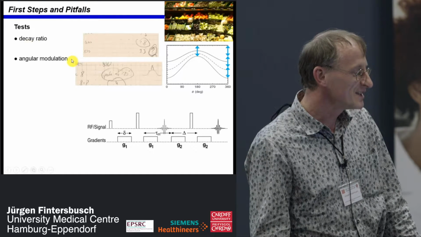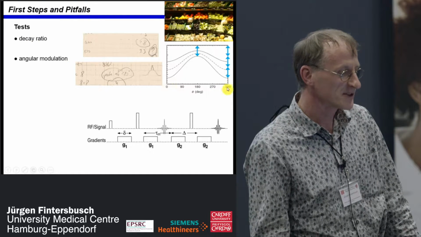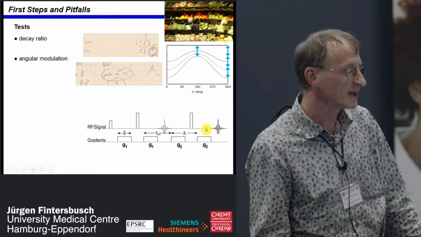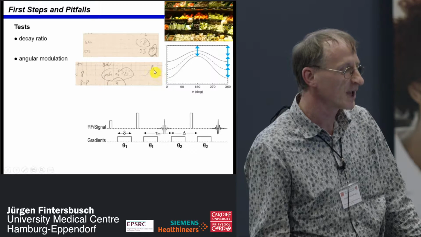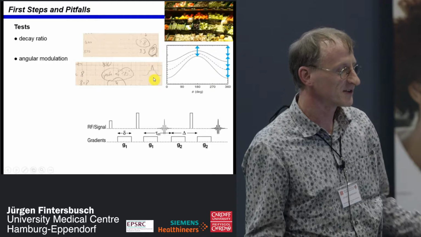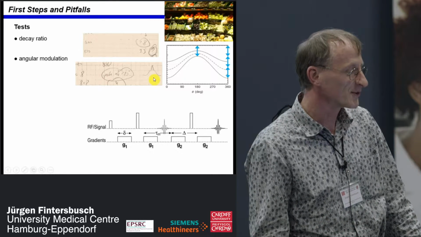So we had a more detailed look at the angular modulation. What happens if we vary the angle in more detail, in smaller steps, between the two diffusion weightings? And then we saw something like the bell shape, but also an extra peak signal here at the signal maximum. This was not really supposed to be there. So this was an artifact.